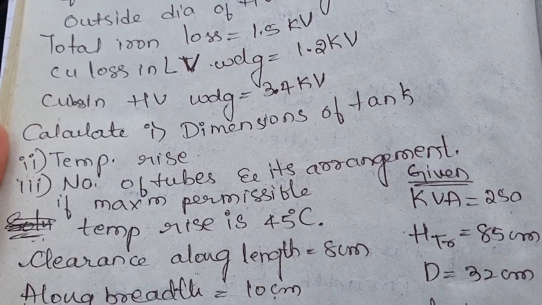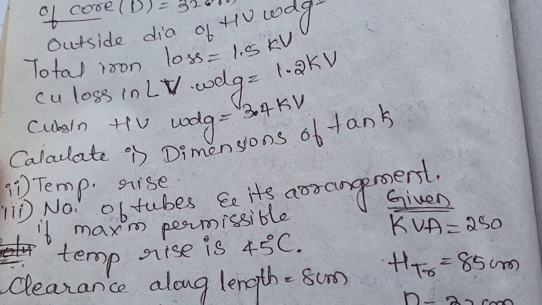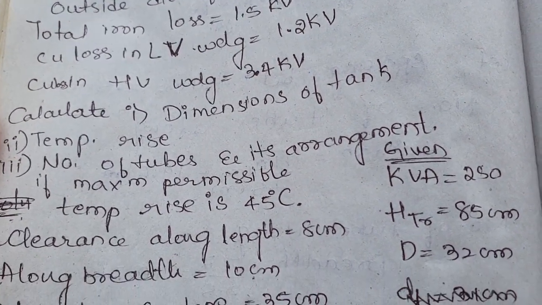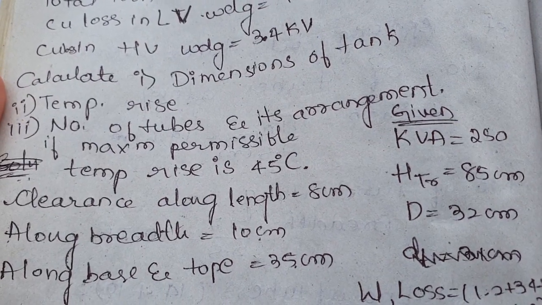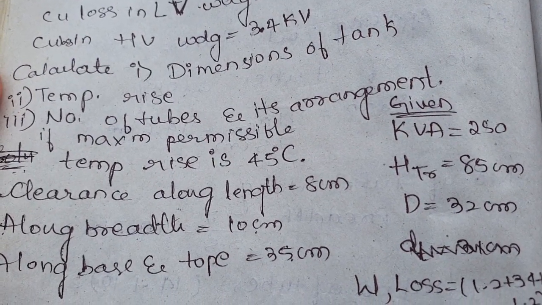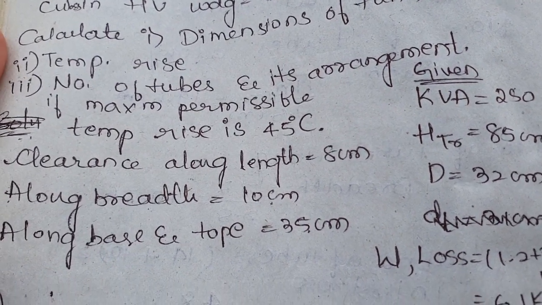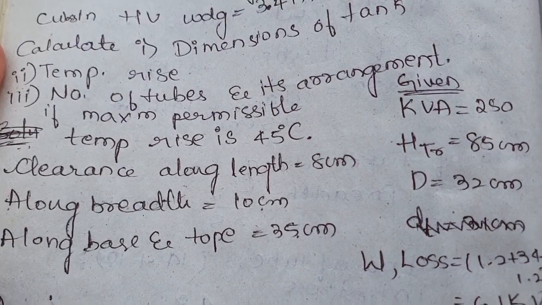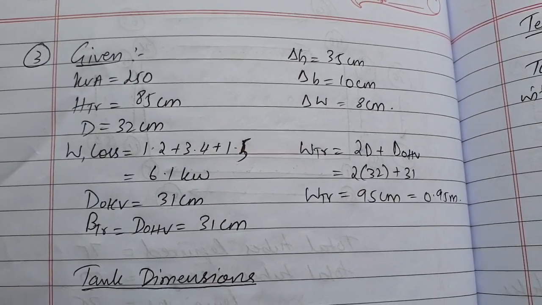Calculate dimension of tank, temperature rise, number of cooling tubes and its arrangement if maximum permissible temperature rise is 45 degrees Celsius. Clearance along length is equal to 8 centimeter, along breadth 10 centimeter, and along base and top is 35 centimeter. First, write down the given things.